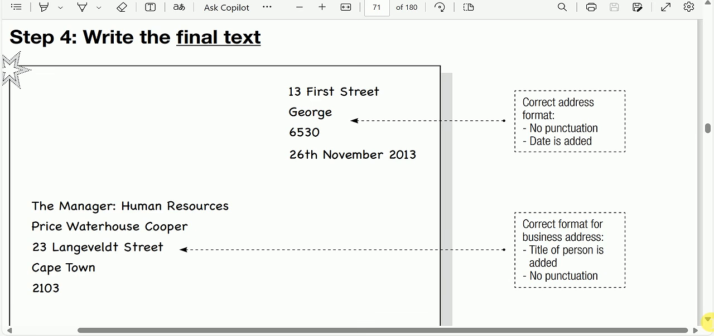You can't have the same address as the first address, or to say 23 Lang Street, Cape Town, 2103. If you just say this without including the manager and PricewaterhouseCoopers, it does not really show that you are writing to a business. But if you include that attention manager or the director, then you mention the company, then the street name, as well as the city and the postal address, now it becomes a very perfect address. Right.